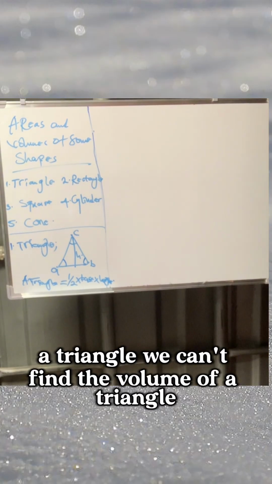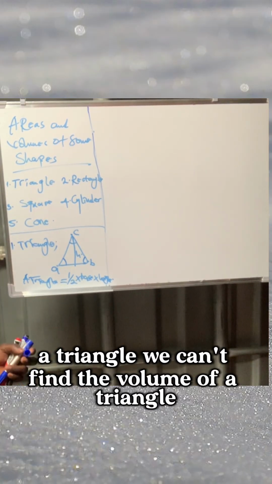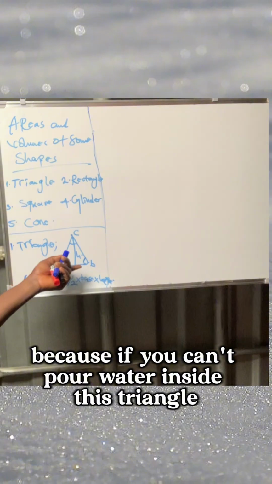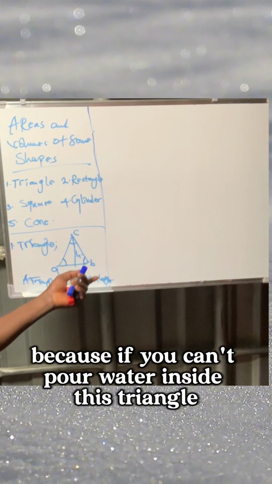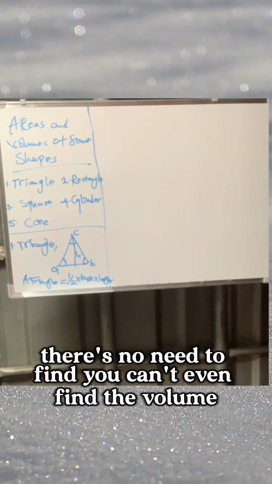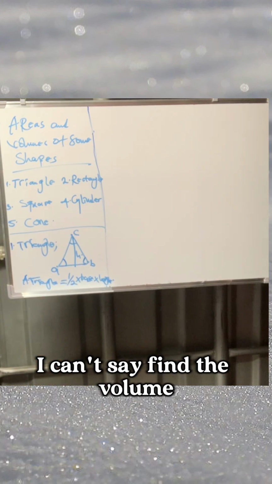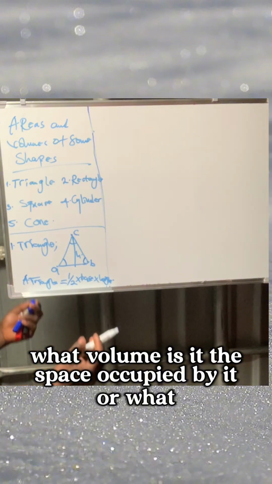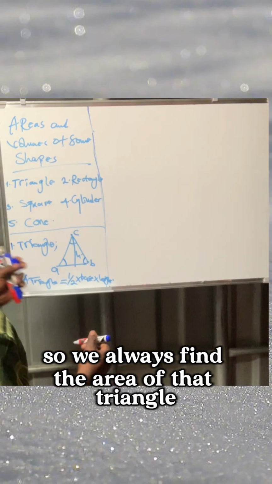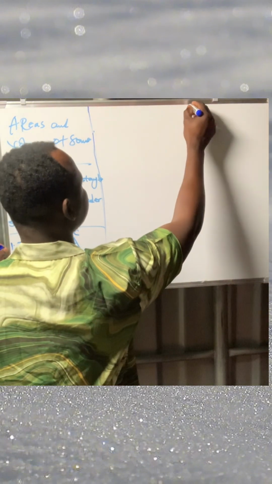A triangle, we can't find the volume of a triangle, because you can't pour water inside this triangle. So there's no need to find it. If I have a figure of a triangular form, I can't say find the volume. What volume? Is it the space occupied by it? So we always find the area of that triangle.